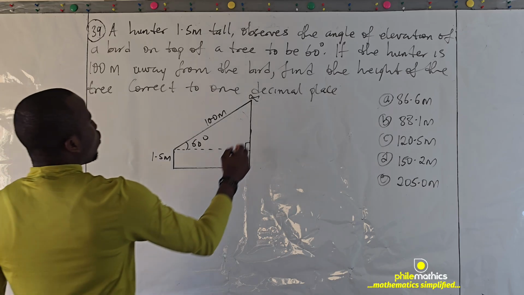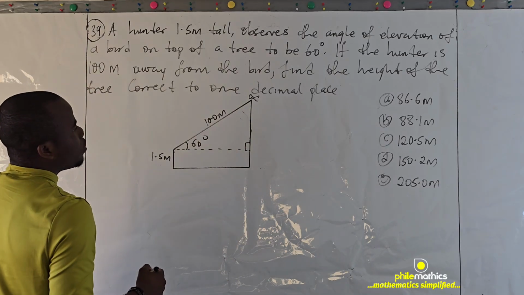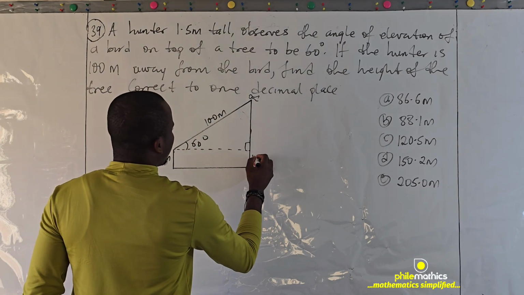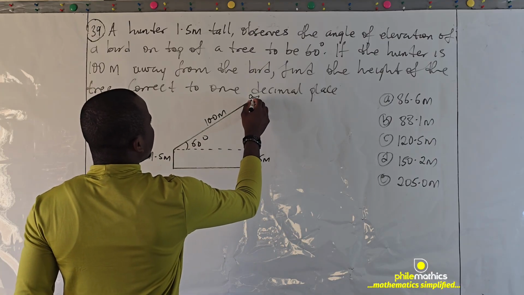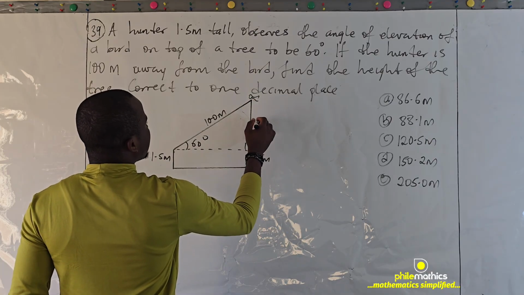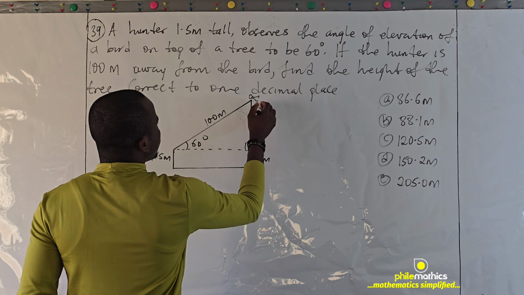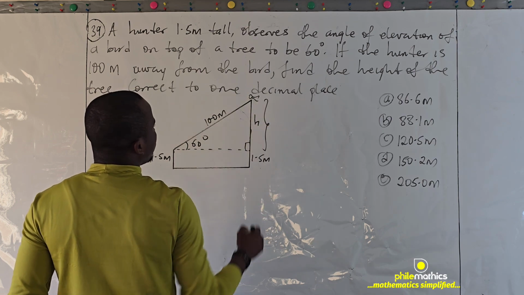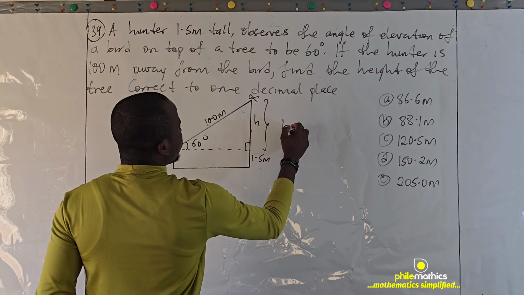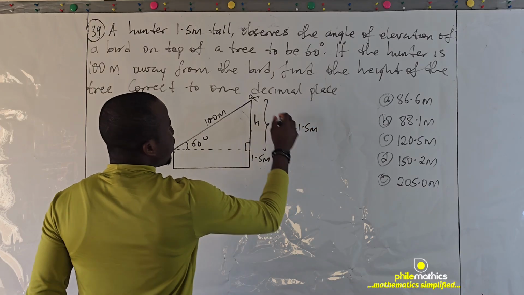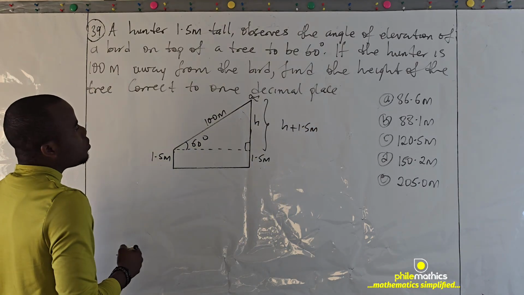So we are asked to look for the height of the tree. We already know that this is 1.5 meter, and so the height of the tree, let's call this h. So h is just from here to this. So the height of the tree will be h plus 1.5 meter. That's the height of the tree.